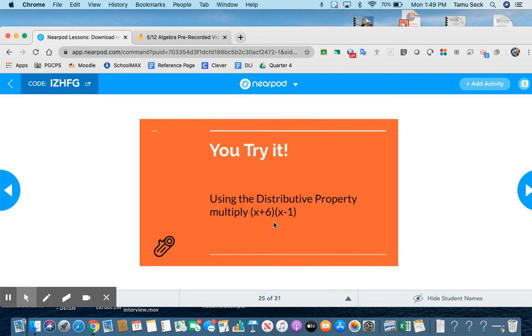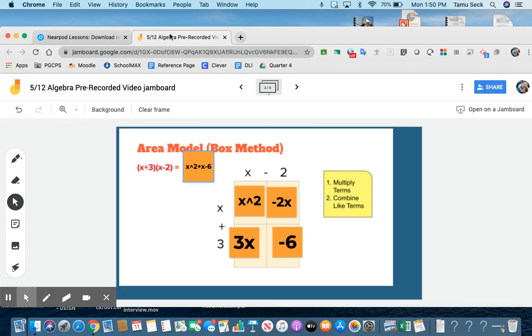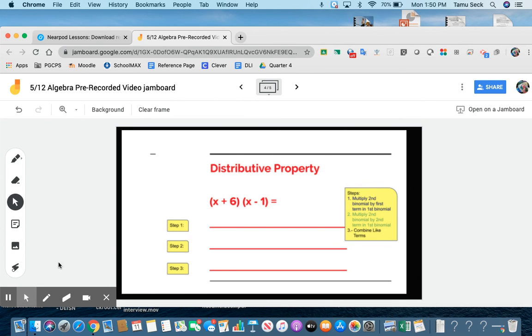Okay, we're going to multiply this using distributive property. Okay, so first thing we're going to do is we're going to multiply. Oh, did you write the problem down? Because if you have not written the problem down, pause the video. We're going to multiply x times x and x times negative 1. So x times x is x squared, and x times negative 1 is negative 1x.